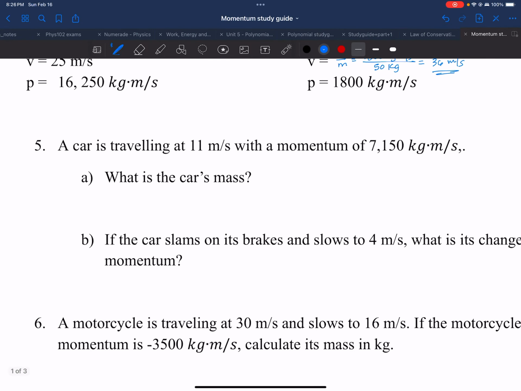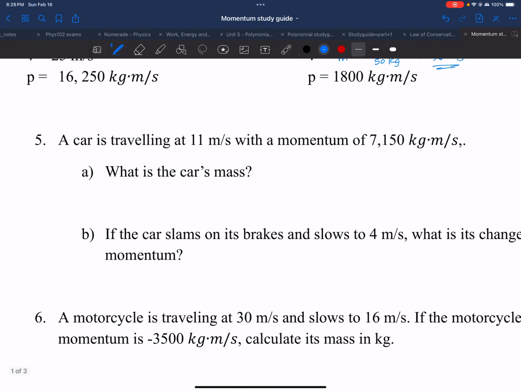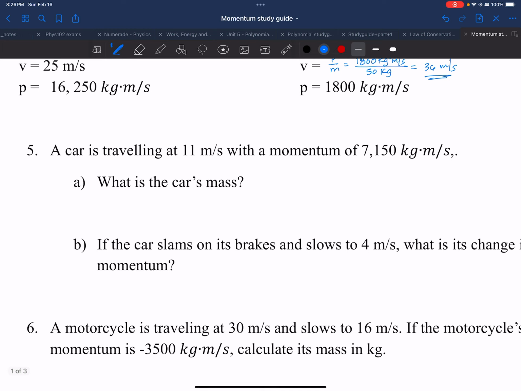Let's see if we can get the bottom of this page done all in one video here. So a car is traveling at 11 meters per second, that's my velocity, with a momentum, P, of 7,150 kilogram meters per second. What's the car's mass? Our mass is equal to P over V. So that's 7,150 kilogram meters per second over 11 meters per second. And that ends up giving me 650 kilograms as my answer.